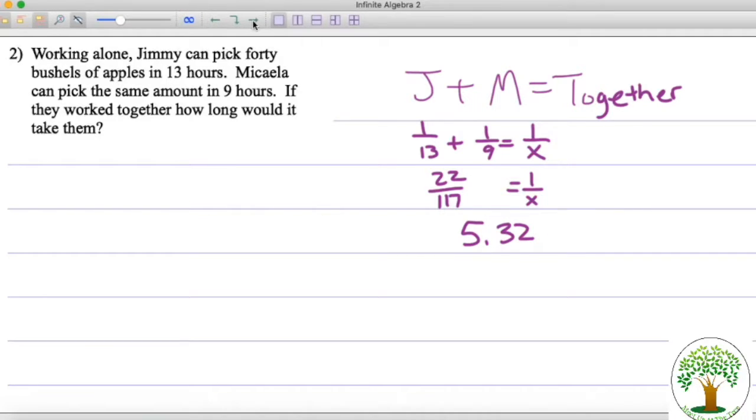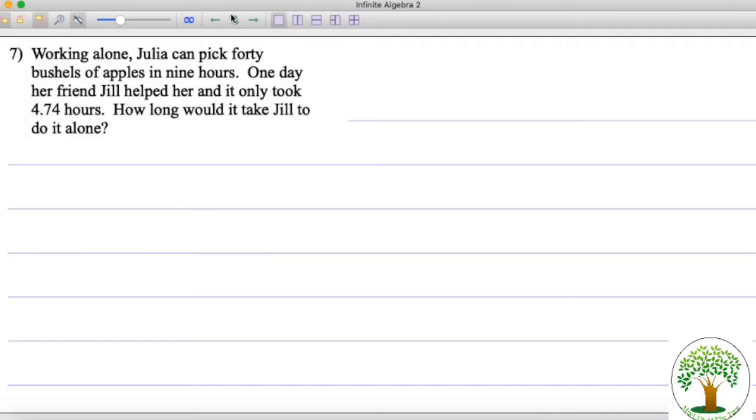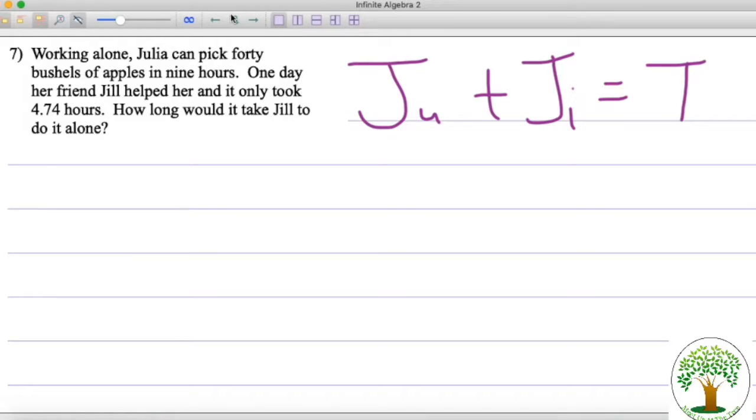Let me help you with your calculator because this is part of it. Working alone, Julia can pick 40 bushels of apples in 9 hours. One day, her friend Jill helped her, and it only took 4.74 hours. How long would it take Jill to do it alone? Now, this is a different one than we had before. Our initial equation is still Julia. I'm going to do a JU because we have Julia and Jill. We still have it together, and if you want to put a T for together, that works for me too.